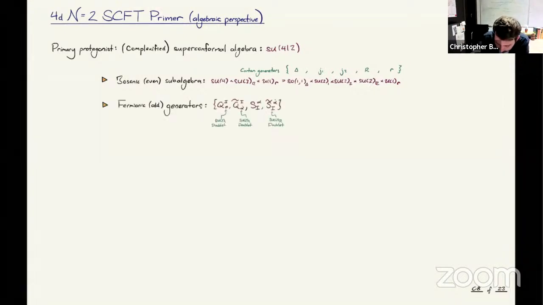Now, in addition to even generators, there are odd generators of this superconformal algebra, which usually are called Q's and S's. Q's are the Poincare supercharges that I would have in a not necessarily conformal theory. The S's are there because it's a conformal theory. And these things transform in doublets of the various rotation generators and the SU2R symmetry.